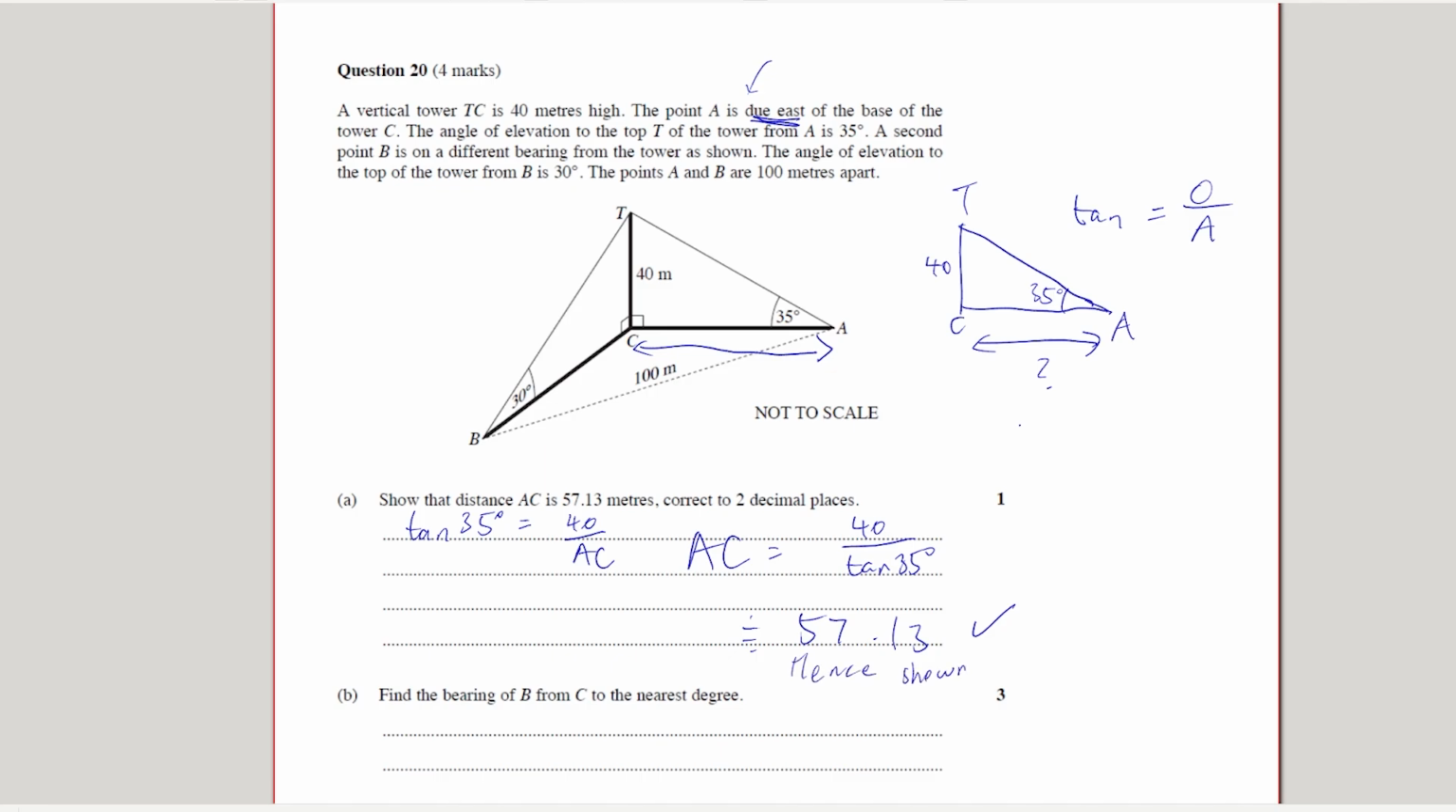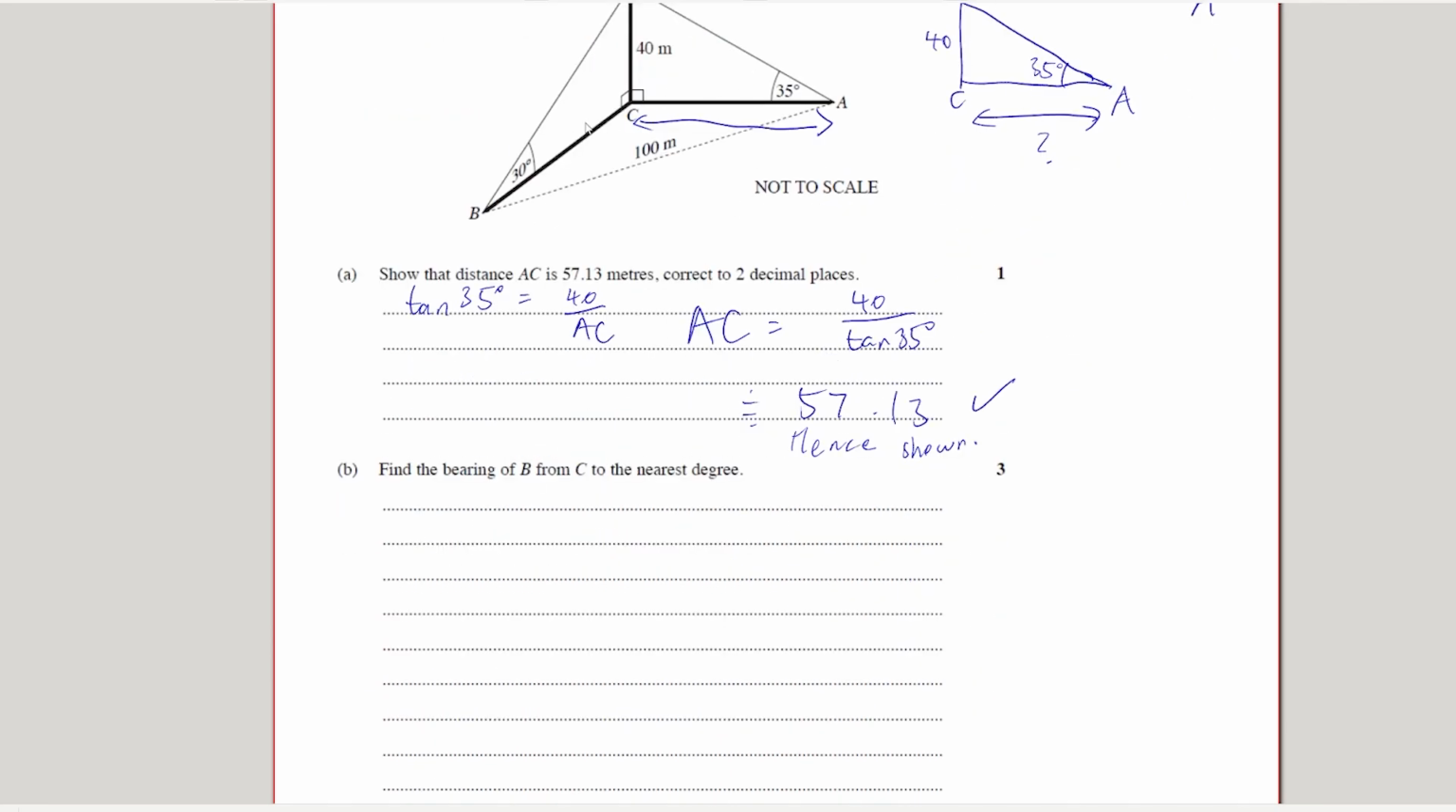Okay, let's move on to part B. Find the bearing of B from C. So let's say C is here, A is due east. If you have to do that, that's 90 degrees.